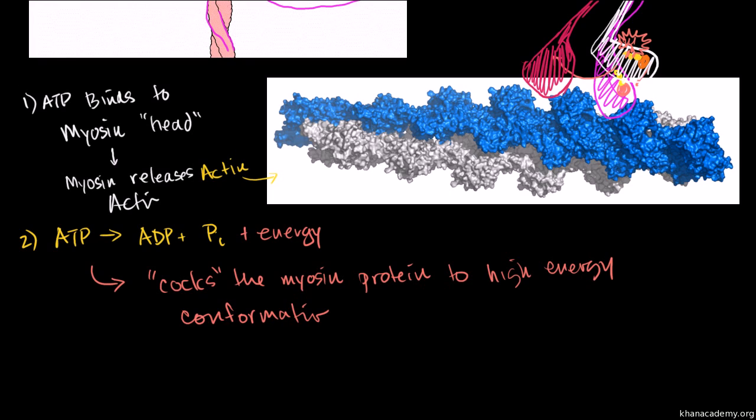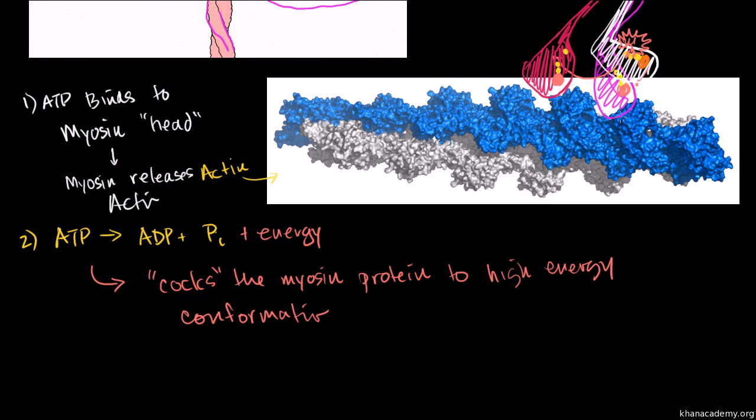You still have your ADP, that's your adenosine. And then let's say you have your 2 phosphate groups on the ADP. And you still have 1 phosphate group right there. Now, when that phosphate group releases, let me write this as step 3.